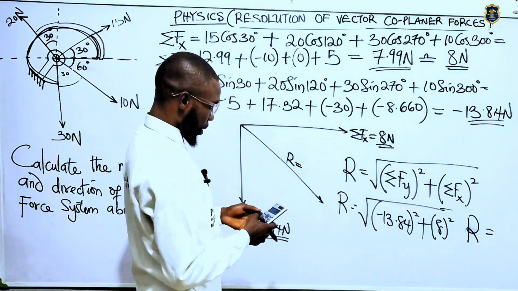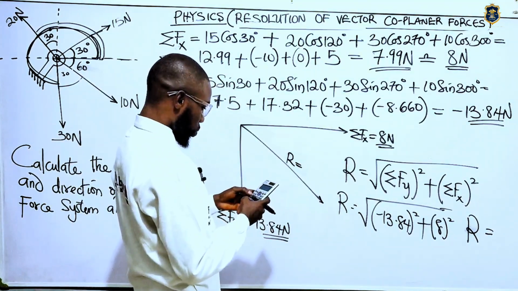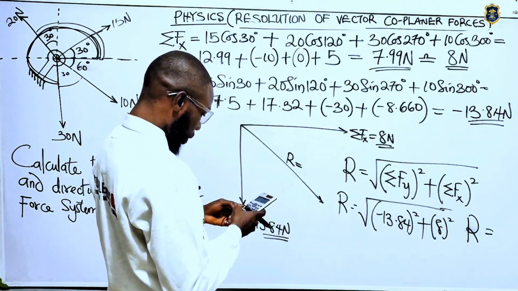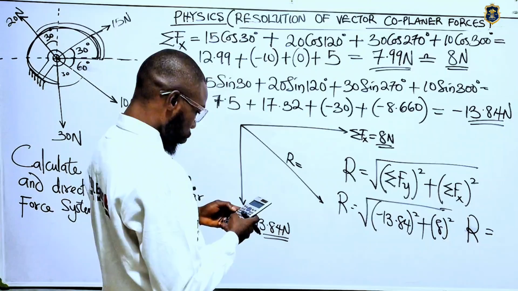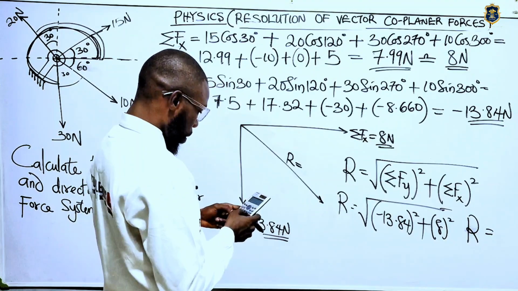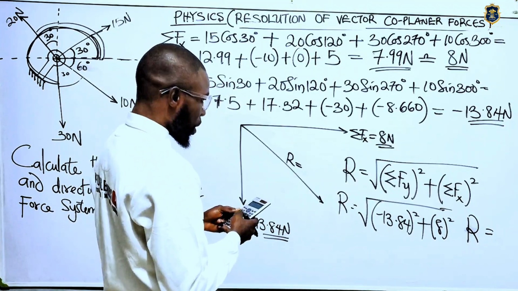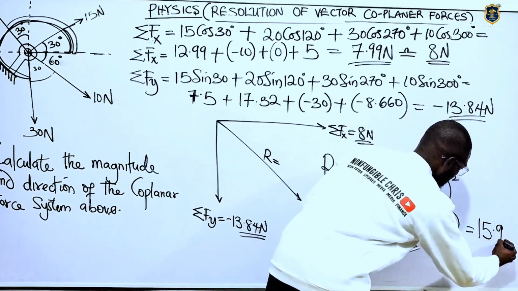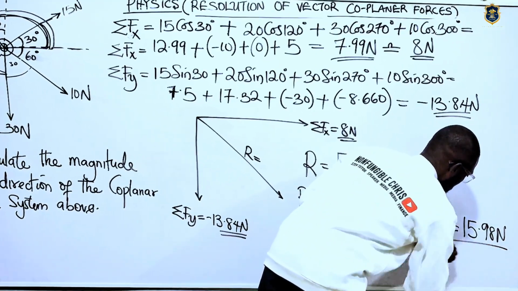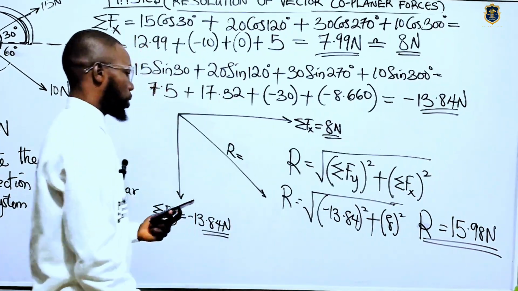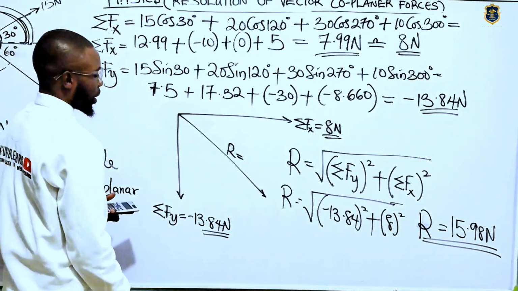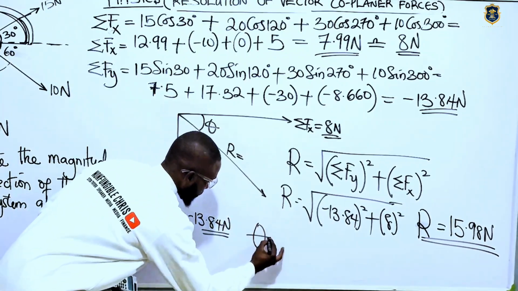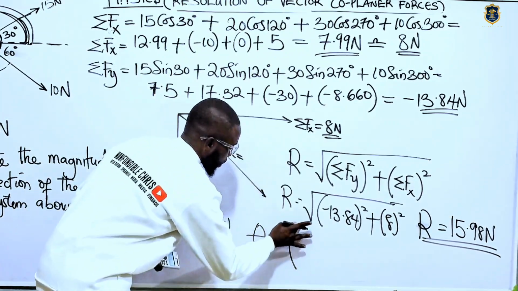We're going to have the square root of minus 13.84 all squared plus 8 all squared. We're having 15.98 Newton. That's our resultant force. Right, so let's get our angle, our direction. The same thing. Our theta is going to be what?